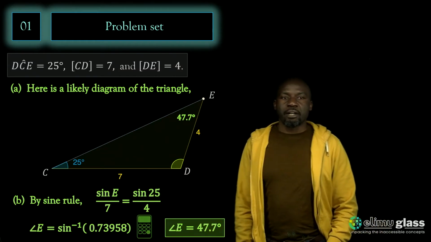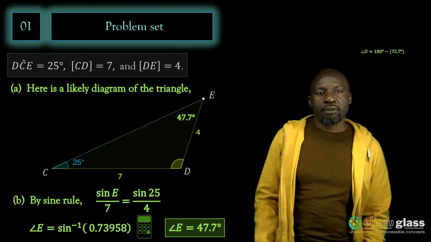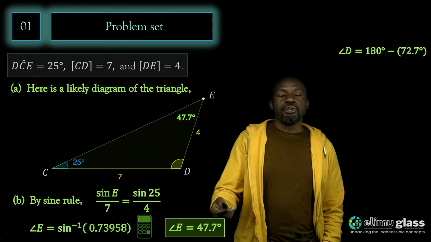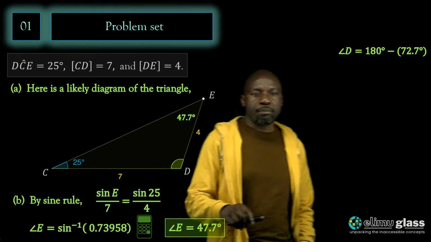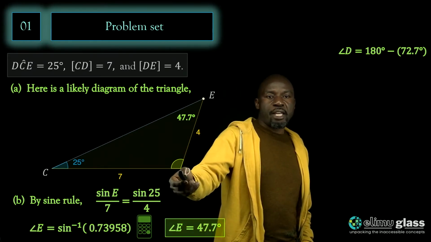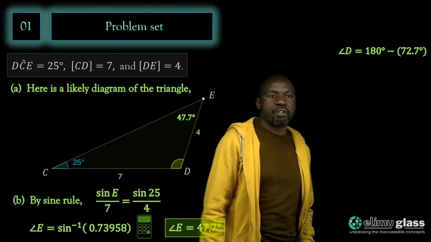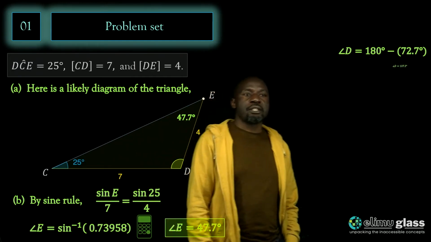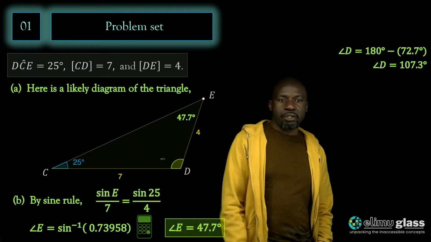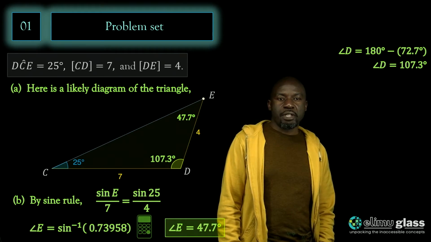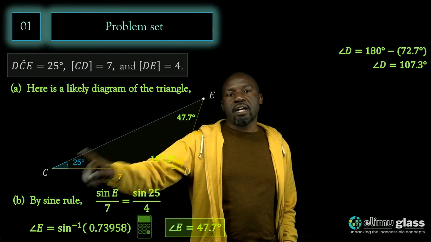Now that we have that angle and we have our 25 there, it should be possible for us to find angle D. We use our knowledge of the fact that the sum of the interior angles of a triangle must be 180. So the remaining angle must be 180 minus these two. The sum of those two is 72.7, so if we do that subtraction, we get 107.3 degrees. So that must be angle D, 107.3 degrees.